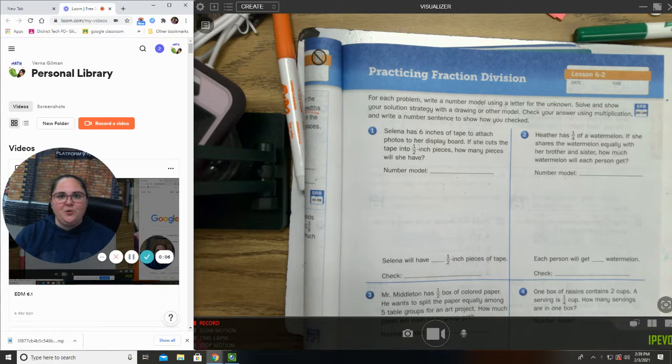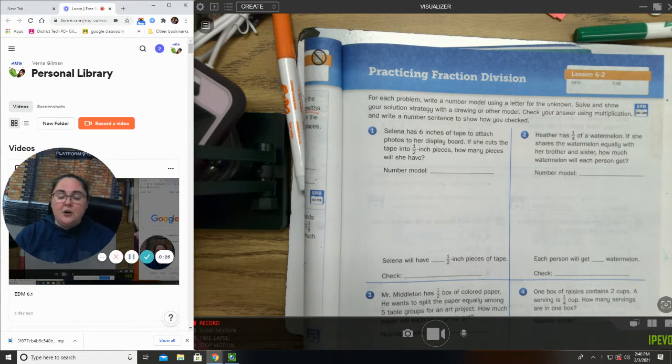So 6.2 has two separate lessons. One is playing a game with decimals and exponents. It's called Exponent Ball. This is the actual extra practice that we have in our lesson. So practicing using fractions with division.